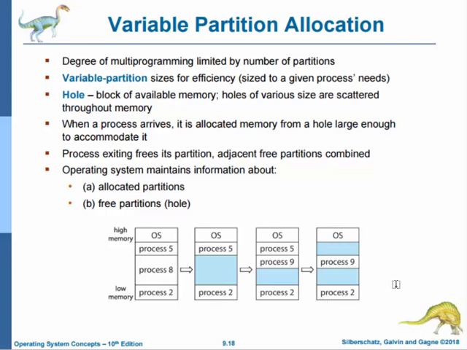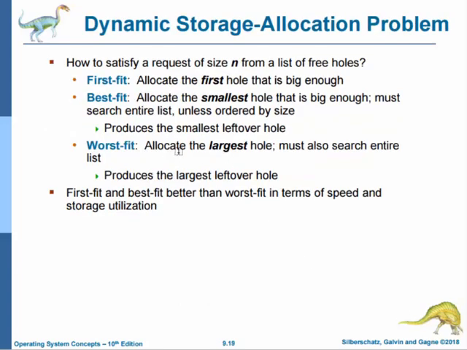In general, as mentioned, the available memory blocks comprise a set of holes of various sizes scattered throughout memory. When a process arrives and needs memory, the system will search the set for a hole that is large enough for this process. If the hole is too large, it will be split into two parts. One part is allocated to the arriving process, and the other is returned to the set of holes.